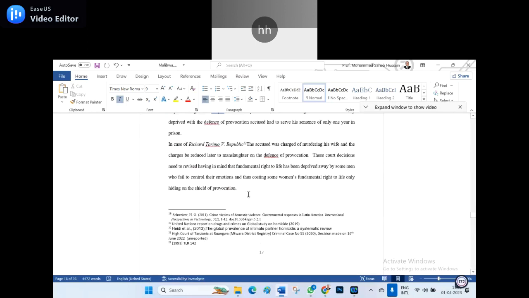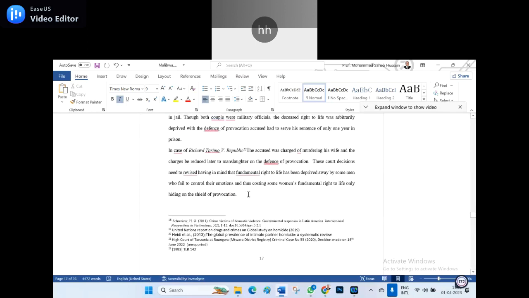Then again comes, when you happen to see page number 17, in the case of Richard Tarimo versus Republic, you wrote, in page 17, in the last paragraph, in the case of Richard Tarimo, you put the V in capital letters. No, it's an old style, small letter v. And as I told you, the small v should be in italics. They should be in italics. So that is the way you have to make it out.